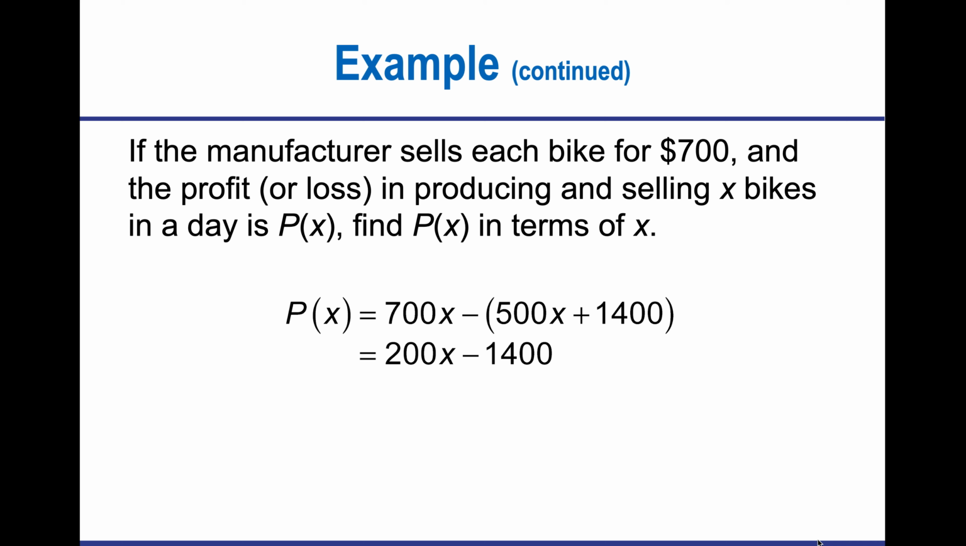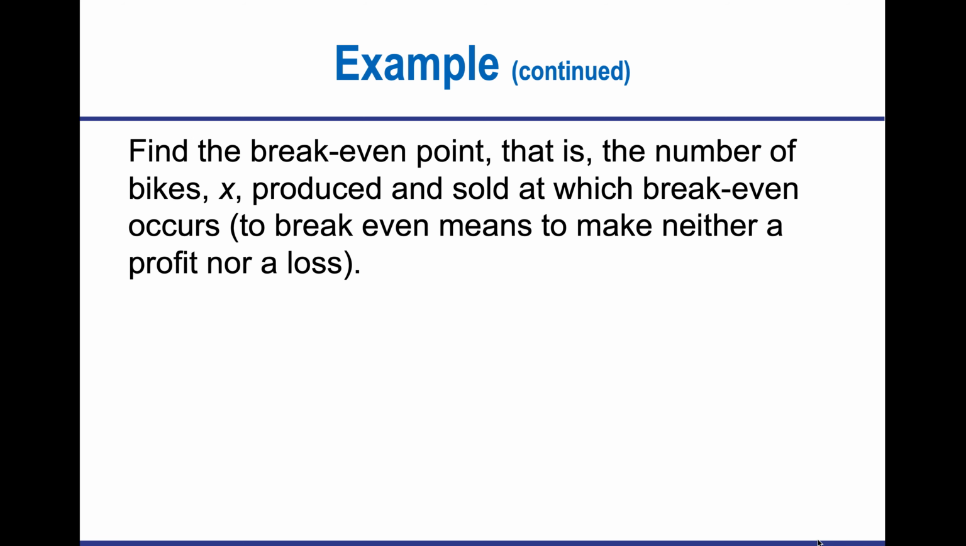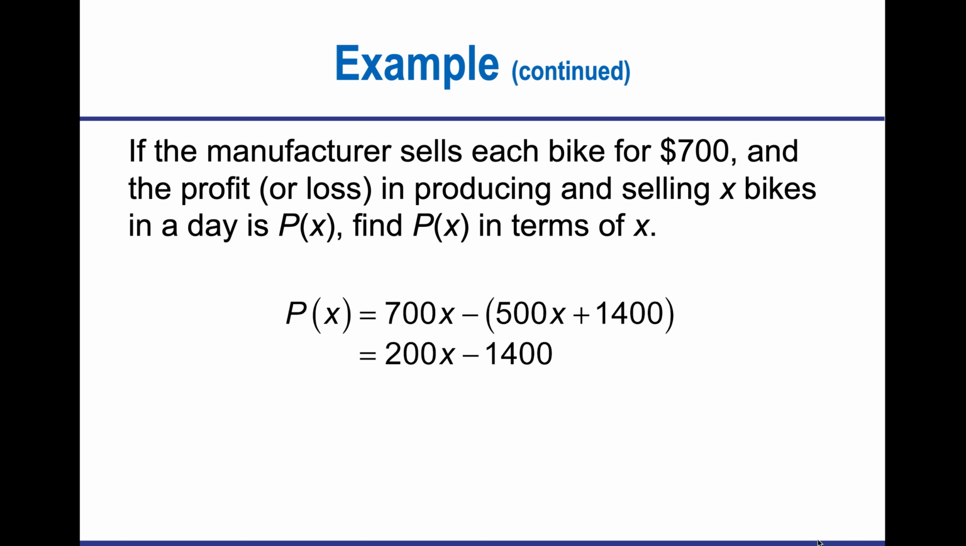So when I simplify that whole idea down to I'm selling them for $700 each, so that's 700x. They cost $500 to make, 500x, but I also have to account for that 1,400. Now when I distribute the subtraction through, that 1,400 becomes negative. And that's going to be the simplified profit function.